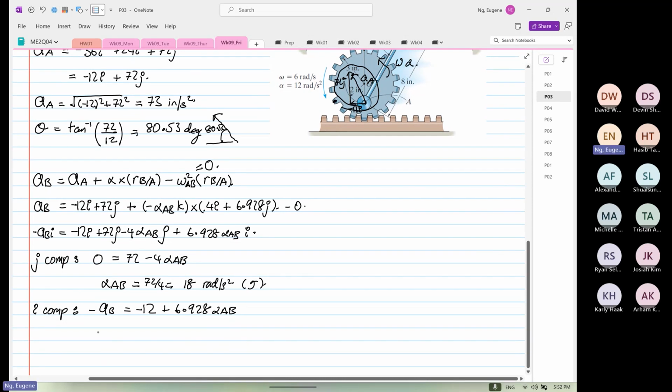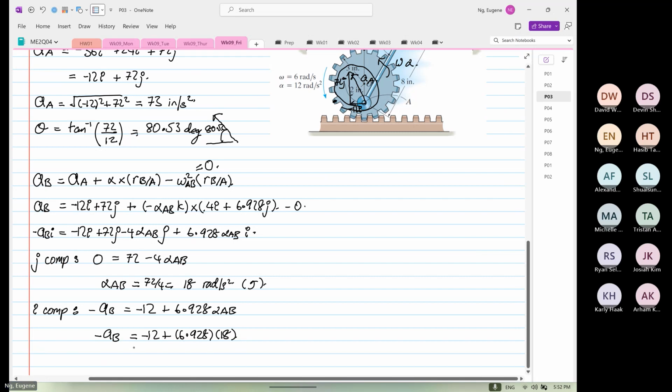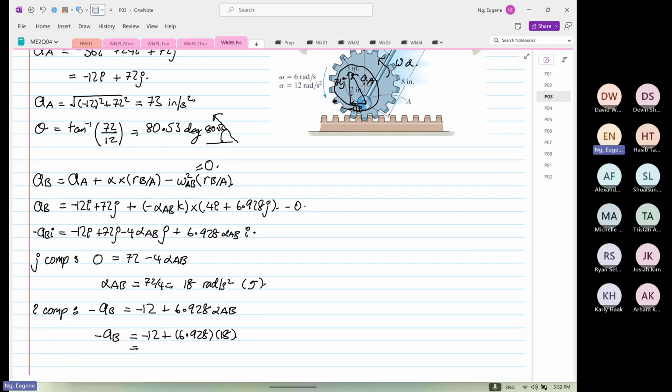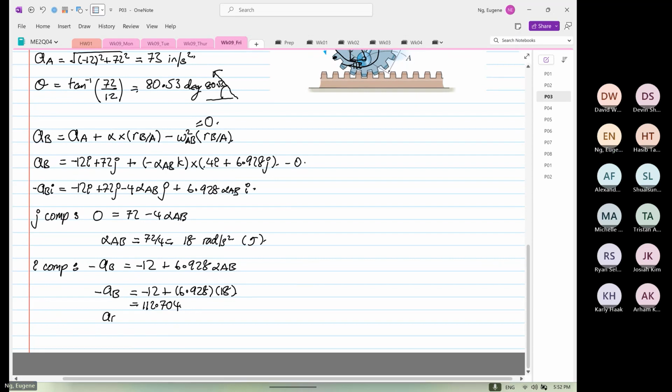So this will be equal to minus AB minus 12 plus 6.928. Alpha AB is equal to 18. So this will be equal to 6.928 times 18. Wait, is it minus? Minus 12 plus 6.928 times 18 is equal to 112.704. Okay, so AB is equal to minus 112.704 inches per second squared.